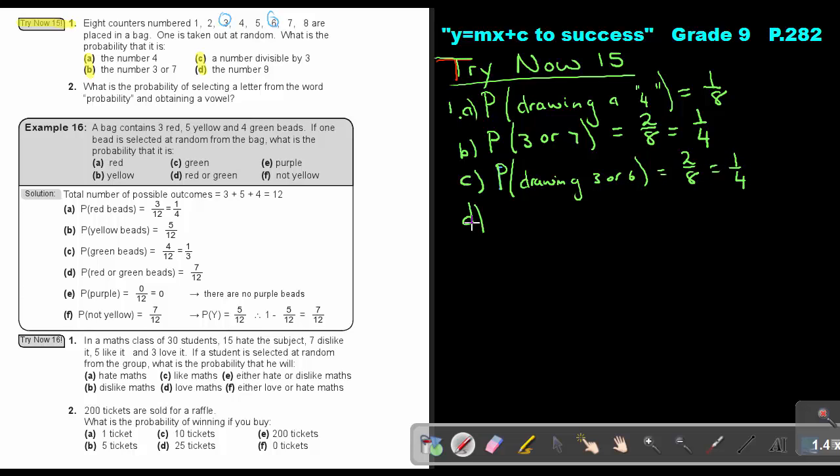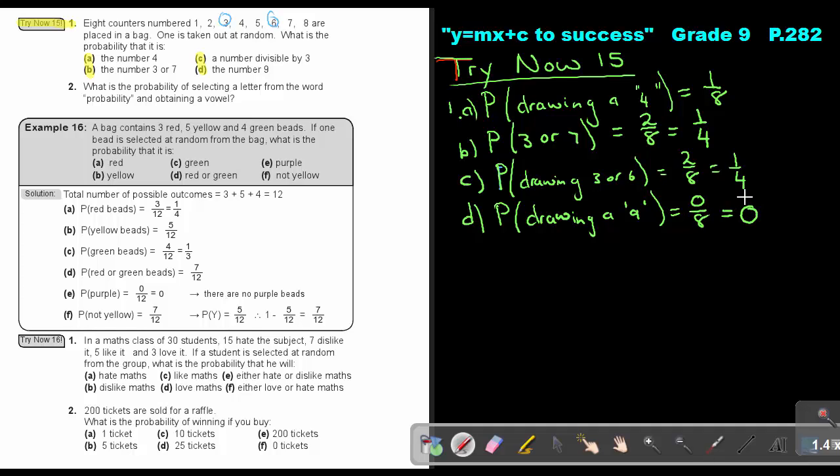And then the last one, the number 9. There's no 9. So the probability of drawing a 9, and that's 0 out of 8, so it's 0.